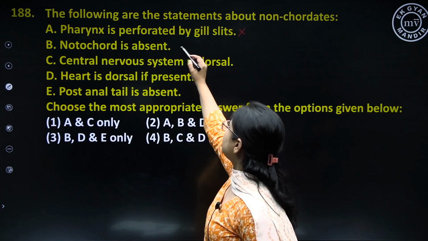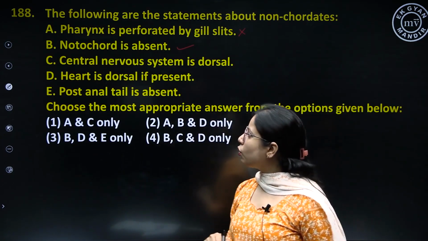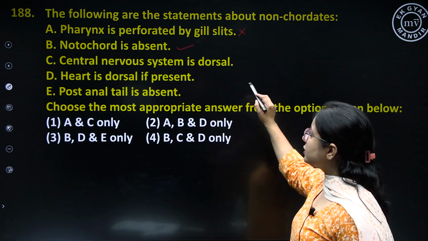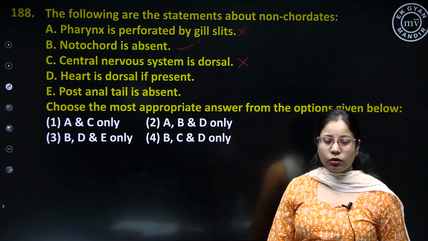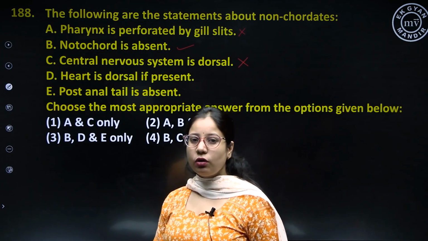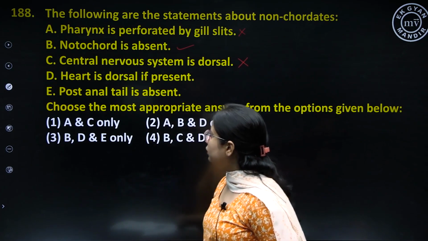Notochord is absent. This is true. Notochord is absent in non-chordates. It is present in chordates. Central nervous system is dorsal. This is a false statement with respect to non-chordates, because in non-chordates the nervous system is present ventrally.